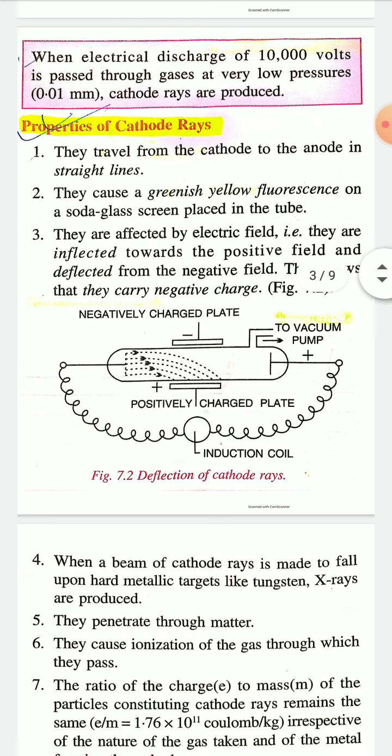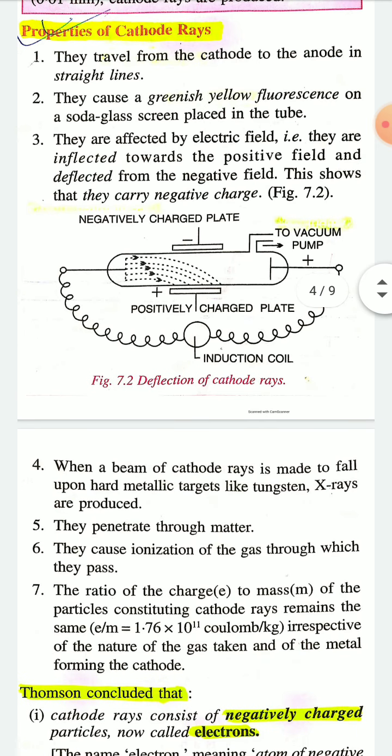And the fourth property of cathode rays: when a beam of cathode rays is made to fall upon a hard metallic target like tungsten, X-rays are produced.